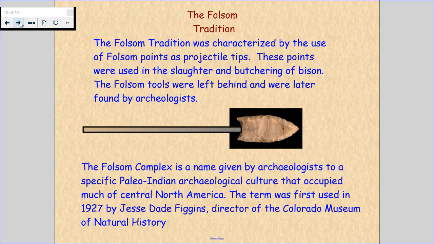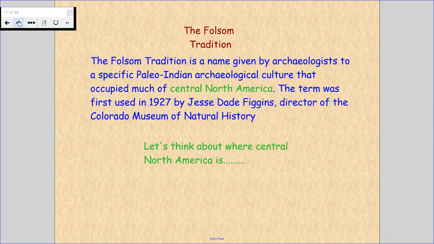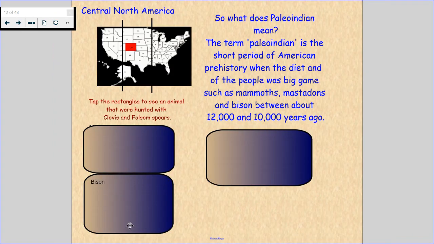The Folsom complex is a name given by archaeologists, so those are people who study the past and artifacts from the past, to a specific archaeological culture. So it's a Paleo-Indian archaeological culture that occupied much of central North America. So if we think about central North America, and I'm going to skip through this just for a moment, we see that Colorado falls in central North America.